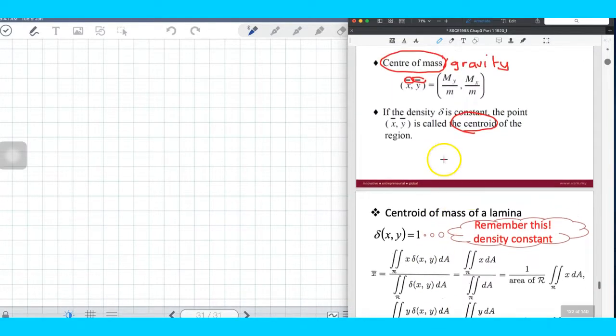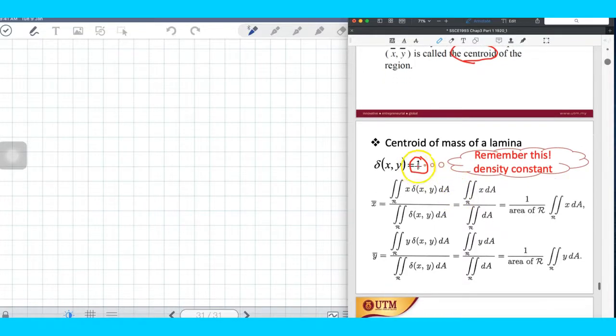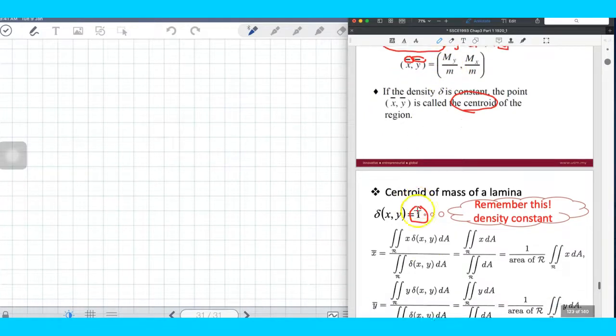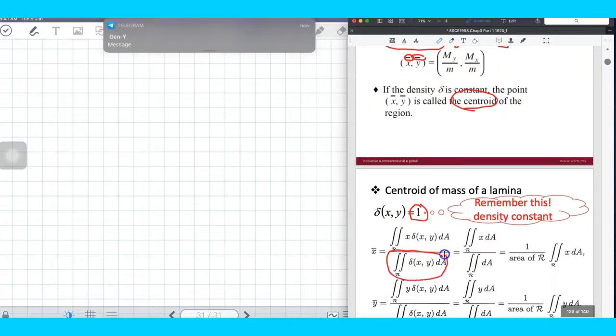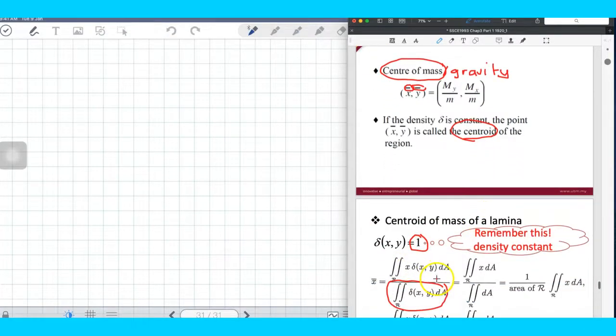Okay, so this is just some of the summary. Let's say your density function is equal to 1. So this one is only equal to 1, but not k. But if you have k or any value somewhere in the formula here. So now let's say your density function is 1. As we know, for the formula of the centroid, you have My over m, where the m here is just this one, right? And for My, this is the formula, you have the double integral of x times the density function. So that's why we have this.